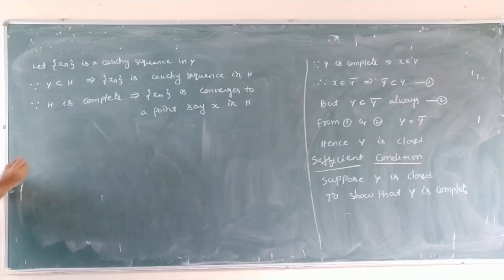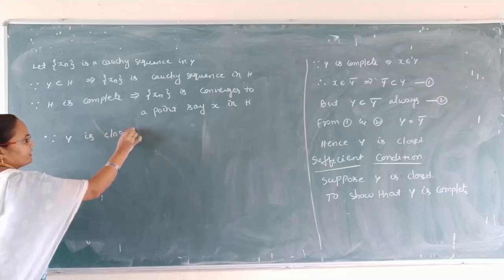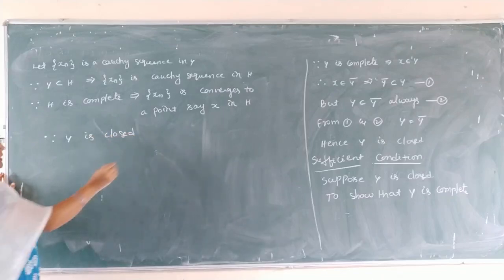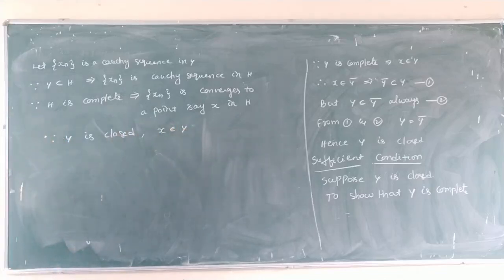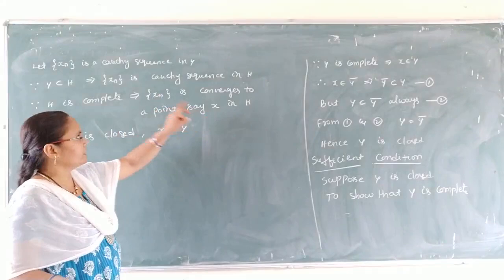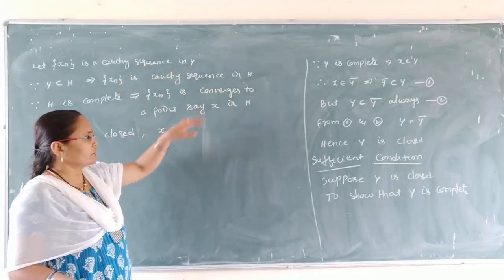Next line, since y is closed, by applying the known theorem, this point x belongs to y. What is that known theorem again? Second, in unit 1, second topic, first theorem. So since y is closed and x belongs to y, xn converges to this point. xn is already a Cauchy sequence in y, so it converges to x.